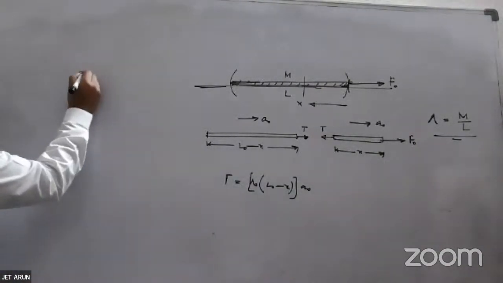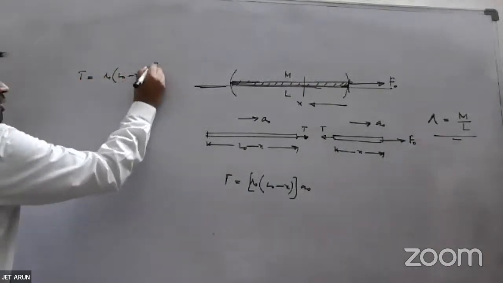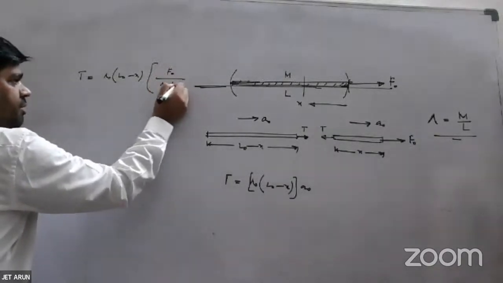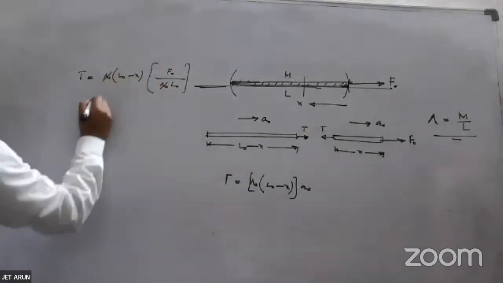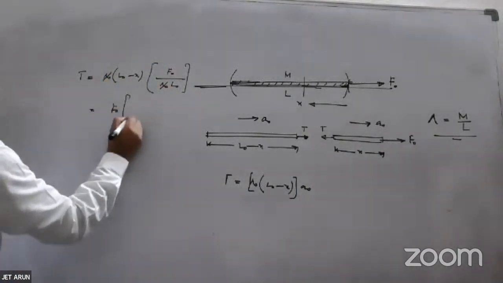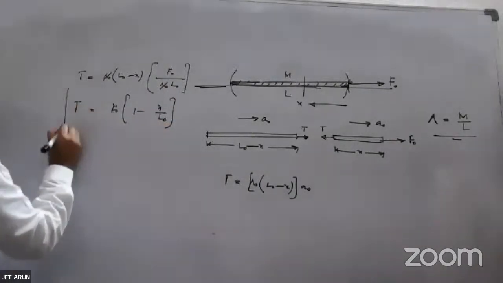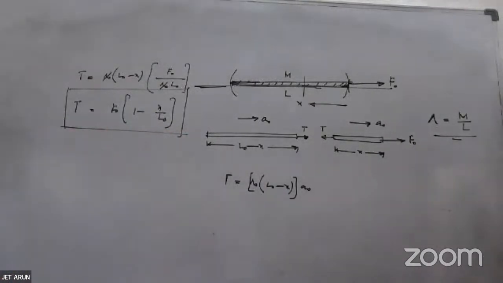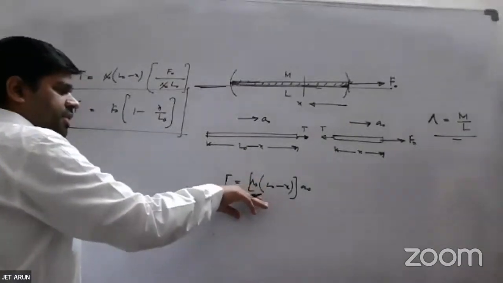So T is equal to lambda into L minus x into A, which is F naught by M, which is lambda into L. So lambda gets cancelled out. I'll have F naught into 1 minus x by L naught as my tension in the string as a function of x. Do you all get this? Simple math. This is the physics. Physics is done till here.